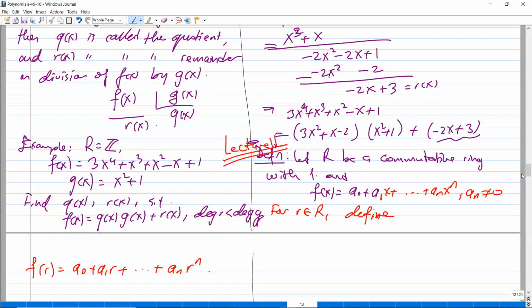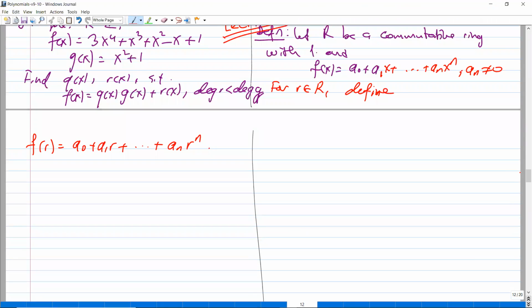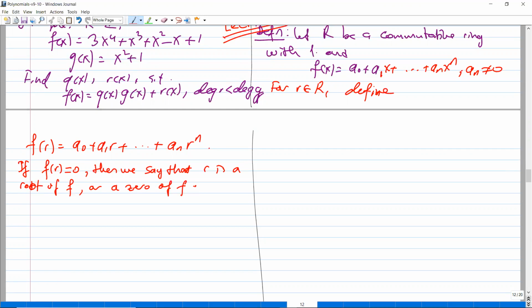And if f of r is equal to 0 in the ring R, then we say that r is a root of f, or a zero of f, either one. And let's give some examples.